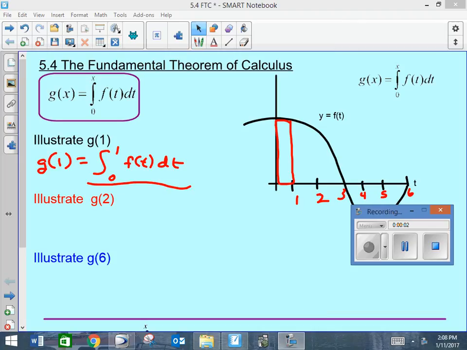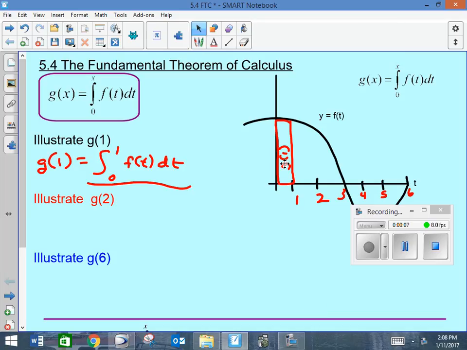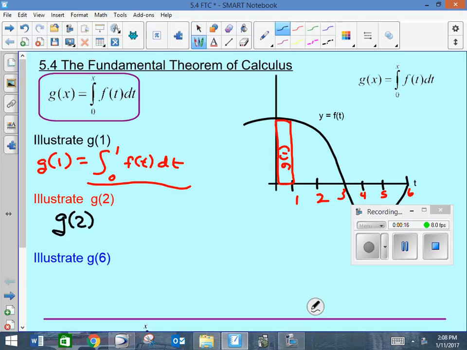That would be G of 1 right here. Okay? That's what an integral represents. So G of 2, I should have done that in black, shouldn't I? All right, I'm going to do this one in black. G of 2 is, we're putting 2 in for x, so the integral from 0 to 2 of f of t. That's f of t. So 0 to 2 would look like, what, from here to here? Okay, it's all this.